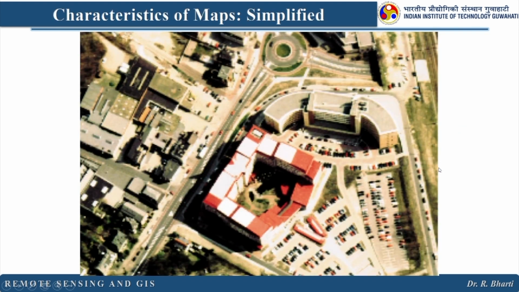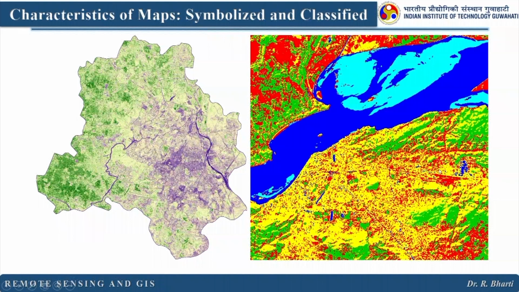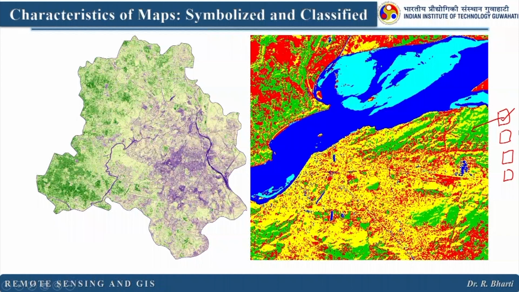So here this is one of the simplified maps. This is classified and simplified. So you can see all these data sets. In symbolized and classified, you can see this result, and I hope you remember my classification technique lectures. So this is basically coming from there. All these colors will be listed in your legend, and each legend will explain what parameter or what class you are representing with this particular color.